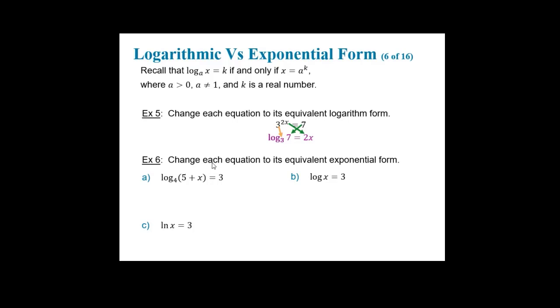So example 6 says change each equation to its equivalent exponential form. So now I want to take these logs and I want to write them in this exponent form. And I know that the base of my log is going to be the base of my exponent. And then I can just switch those out. So the answer to my log is the exponent. So 4 to the third equals 5 plus x.